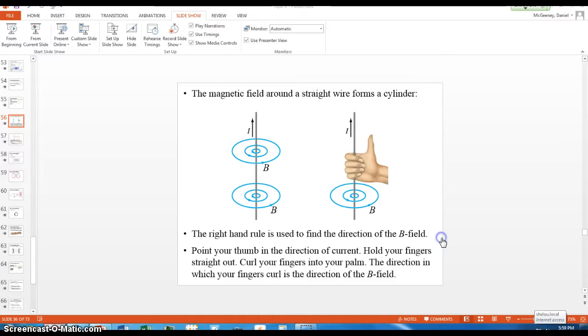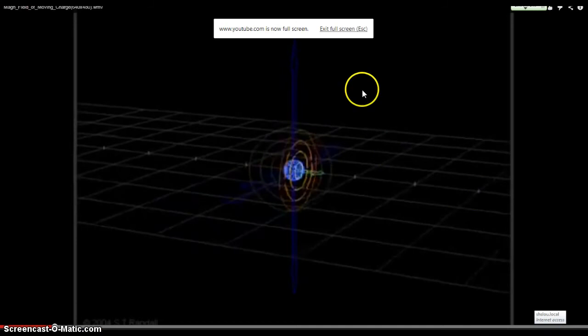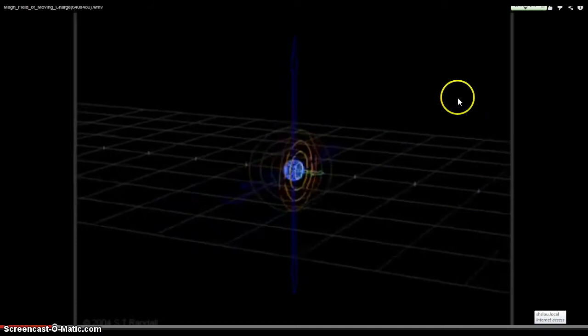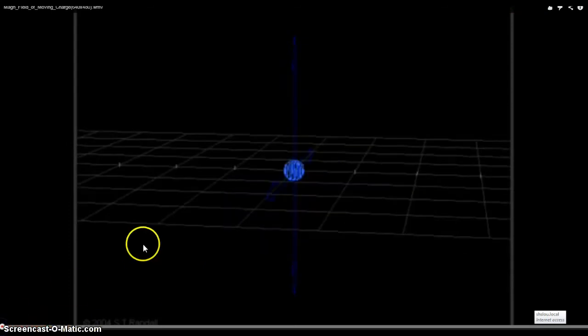Now, this video is really good. It demonstrates it. It is, however, wrong. There's one small thing which is wrong. So let me go all the way to the beginning. So that right there is a charge. At the very start, it's not moving. So you don't see any magnetic field lines. You don't see any circles. But when it starts moving to the right, watch what happens.